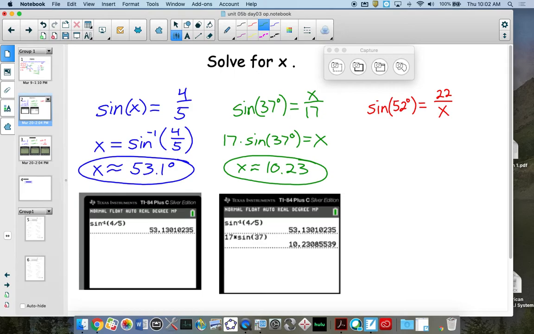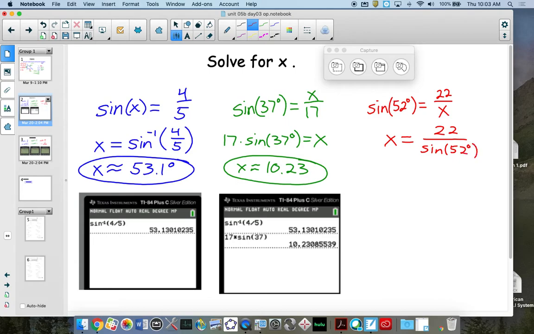Okay, the third type of problem is when x is in the denominator. So what we're going to want to do is multiply both sides by x to cancel the x on the left side. But now we have to get rid of the sine of 52 on the left, so we're going to divide both sides by sine of 52. So I'm just going to write this all in one step. So essentially, we're going to switch the sine of 52 with the x. So this becomes x equals 22 divided by sine of 52.